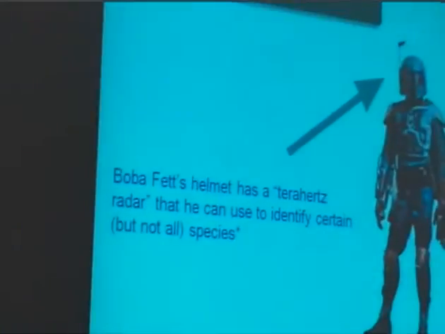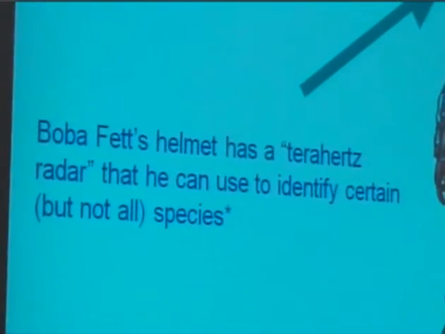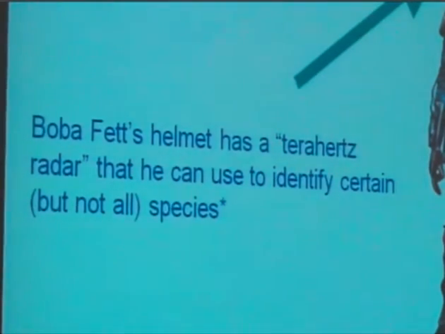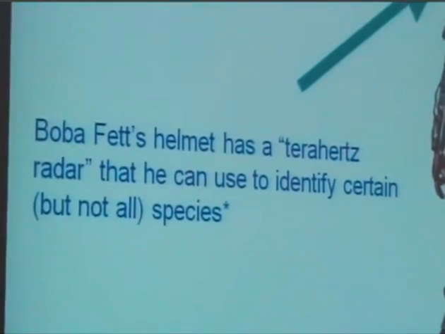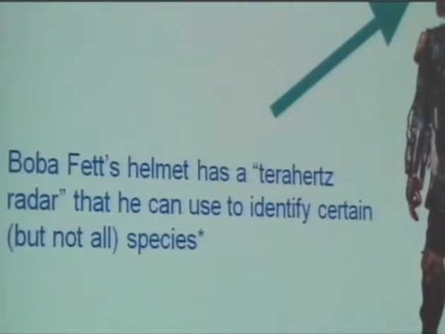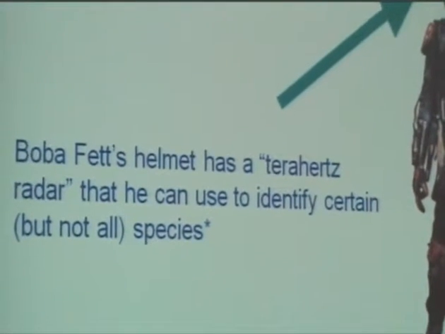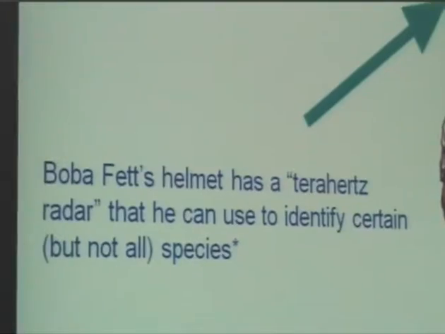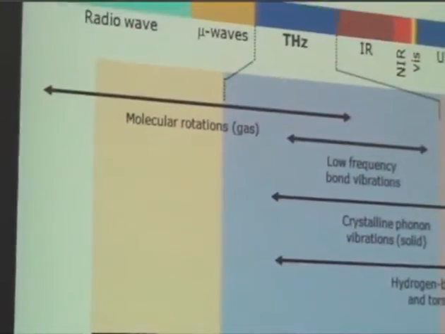I do apologise for this slide, but apparently Lucasfilm is only 10 minutes down the road from here. So if you believe everything you read on the internet, then this Star Wars character has a terahertz radar in his helmet that he can use to identify alien species. So how would that actually work?